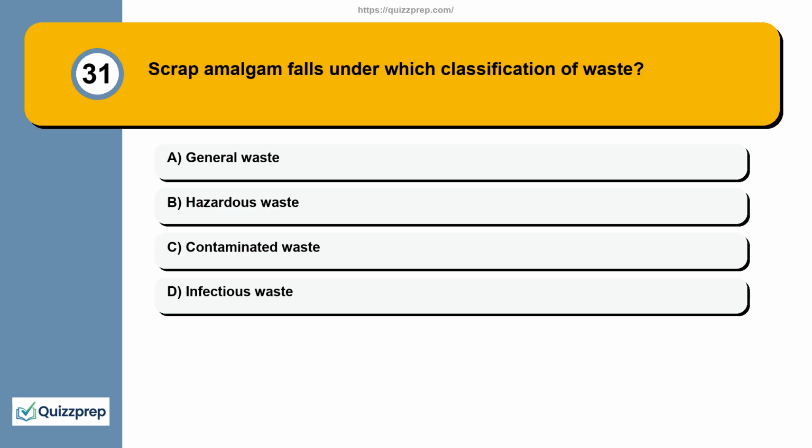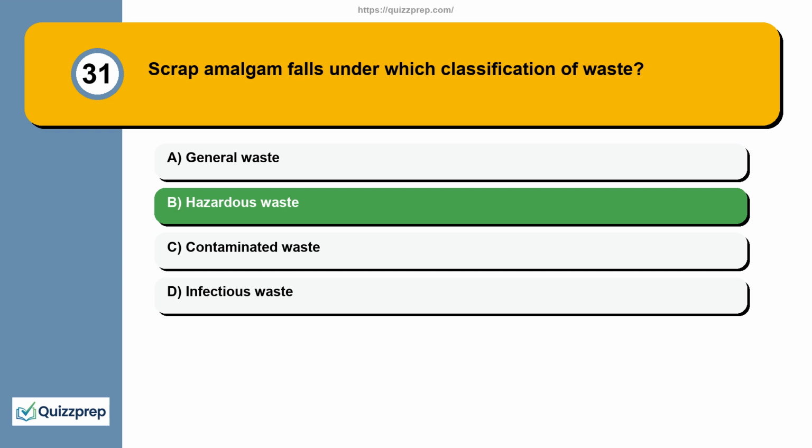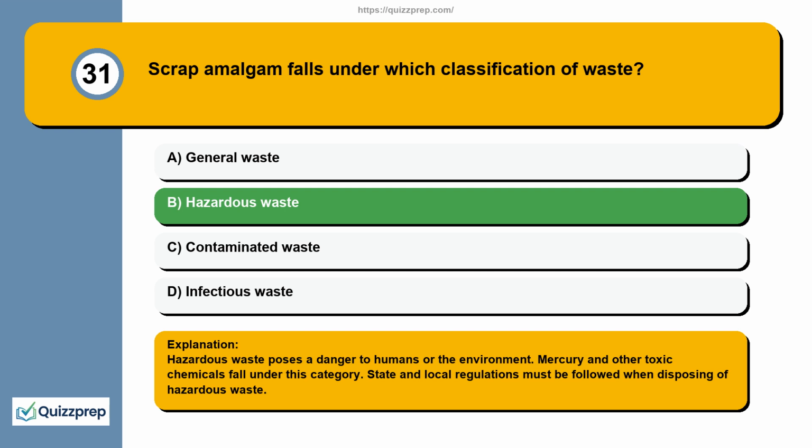Question 31. Scrap amalgam falls under which classification of waste? General waste, hazardous waste, contaminated waste, infectious waste. Hazardous waste poses a danger to humans or the environment. Mercury and other toxic chemicals fall under this category. State and local regulations must be followed when disposing of hazardous waste.